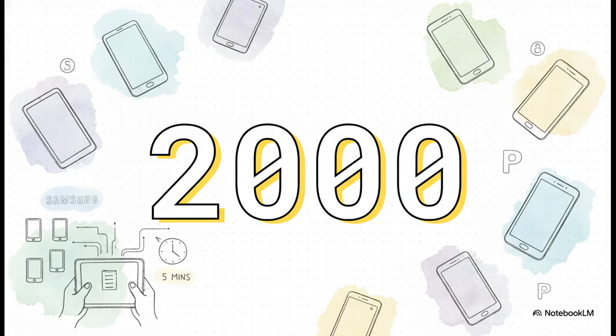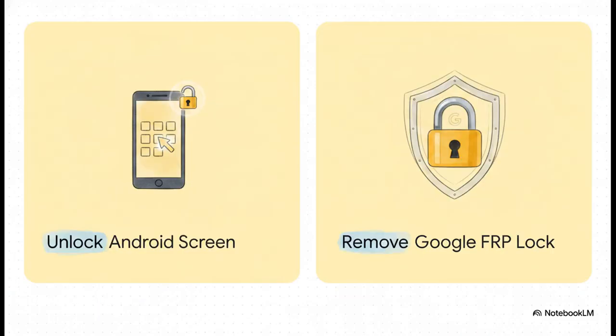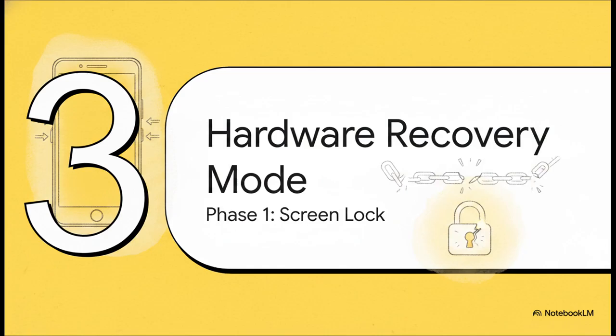5 minutes! Now, what's really interesting about the slide is how it perfectly divides our repair into 2 completely distinct, necessary phases. When you open the tool, you're presented with these 2 primary paths. On the left, unlock Android screen, and on the right, remove Google FRP lock. You see, you can't just click one magic button and be done with it. We'd have to physically break the screen lock first before we can even think about dealing with that deeper Google security layer. Which brings us to step 3, hardware recovery mode.